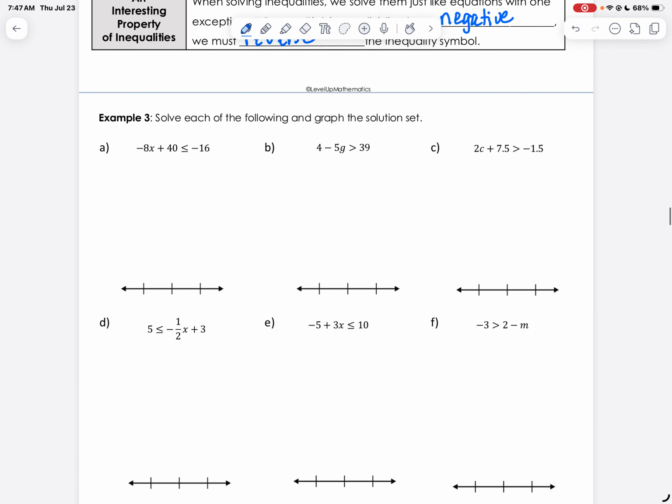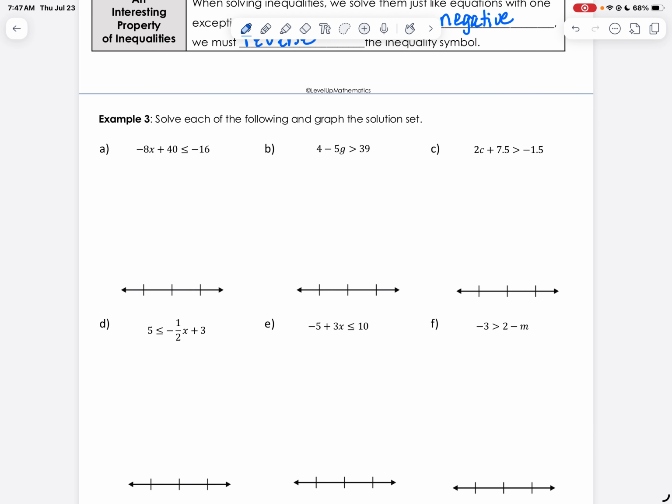All right, let's look at example 3. Solve each of the following and graph the solution set. So in problem A, we have negative 8x plus 40 is less than or equal to negative 16. So I'm going to start by subtracting 40 from both sides. So I'll bring down the negative 8x. The 40s will zero out, is less than or equal to.